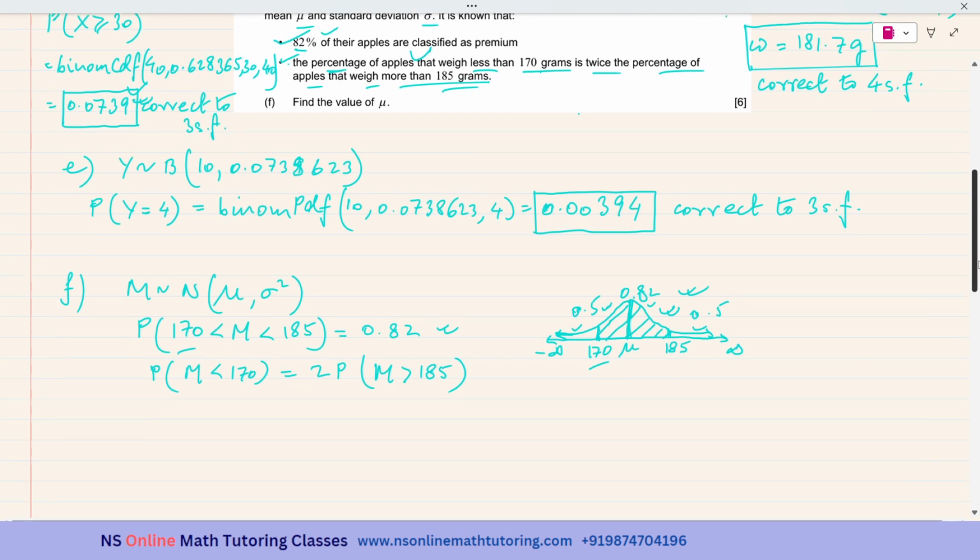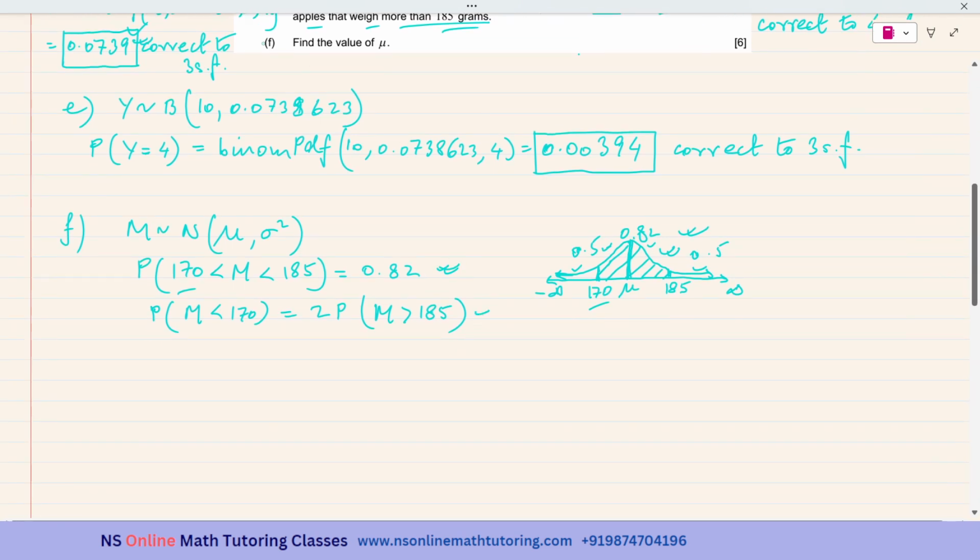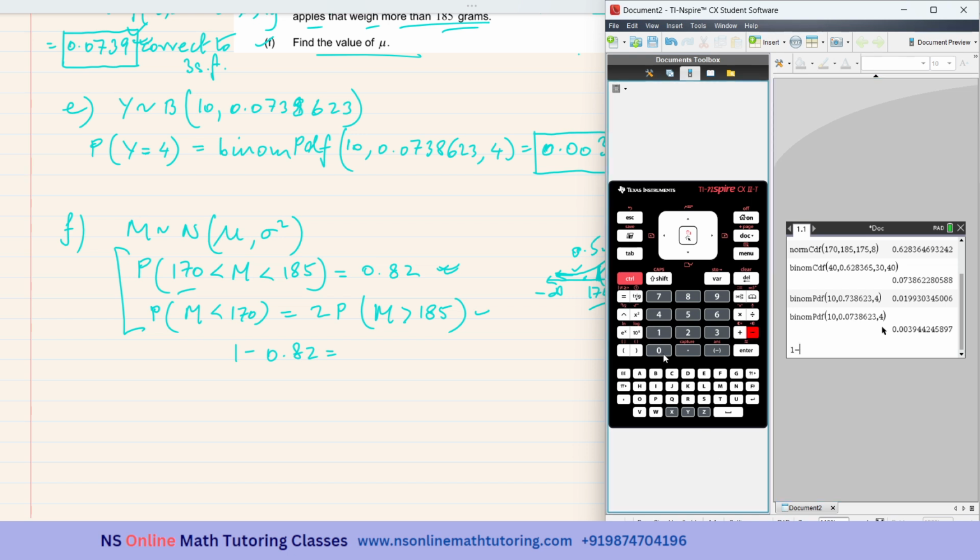Okay, so I have these two pieces of information, and part F's question is to find the value of mu, the mean. Both mean and standard deviation are unknown, but we have two equations, two unknowns and two equations, so we should be able to solve. Therefore, since this central part has the probability of 0.82, what will be the sum total of the probabilities of these two parts? It will be equal to 1 minus 0.82, because the total probability has to be equal to 1. So what is that? 1 minus 0.82, 0.18.